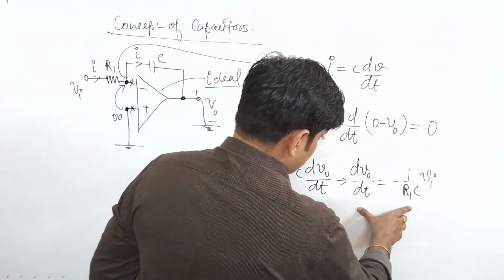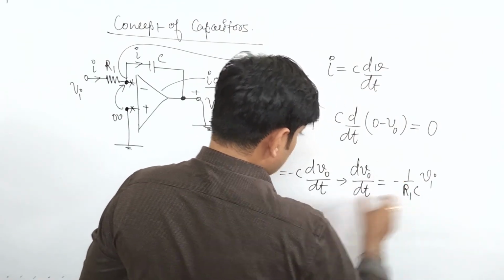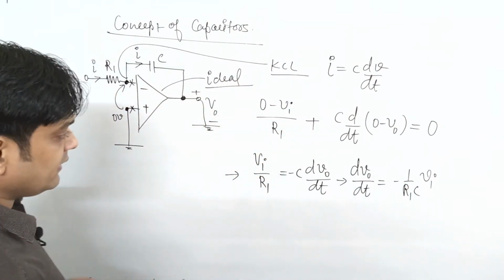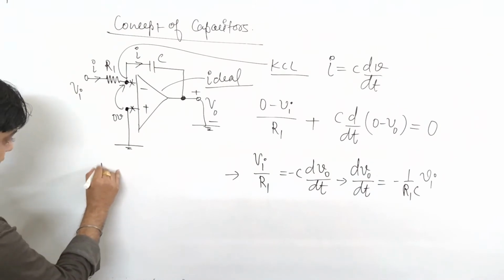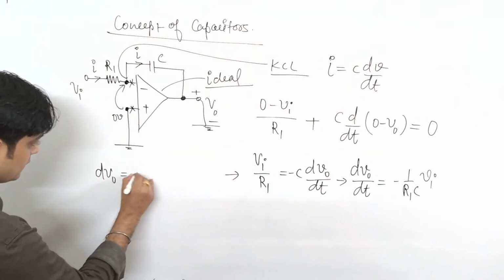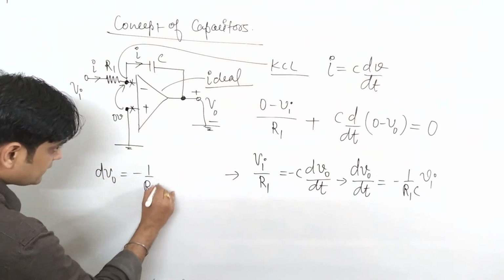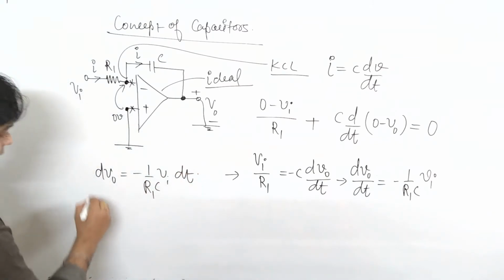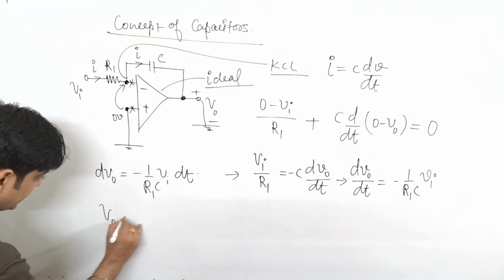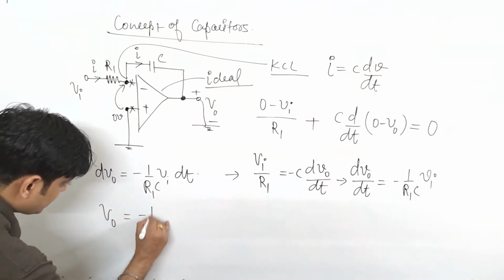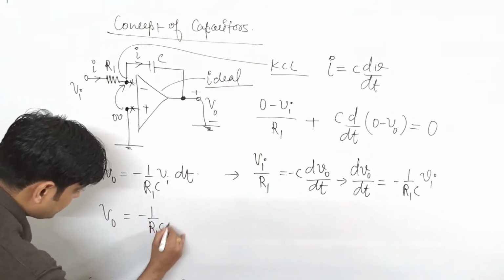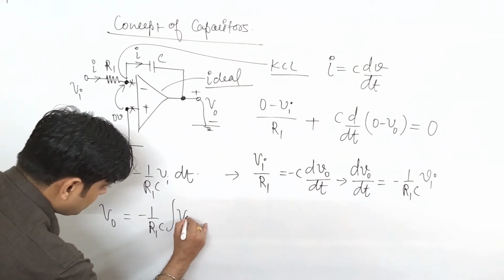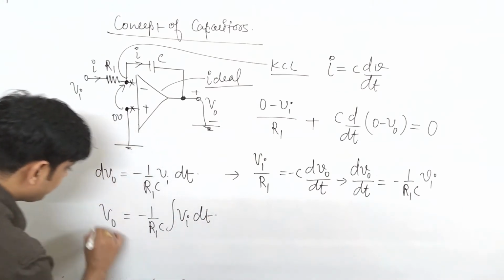So this is your equation, that is dV0/dt is equal to minus 1/(R1C) Vi. From here you can say that dV0 is equal to minus 1/(R1C) Vi dt. If we have to find the value of V0, we have to integrate it, and once you integrate it, that comes to be minus 1/(R1C) integration of Vi dt.